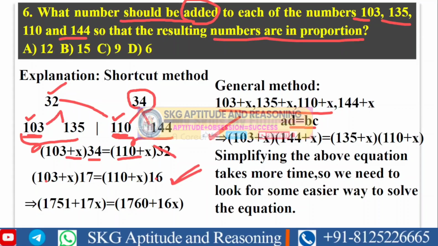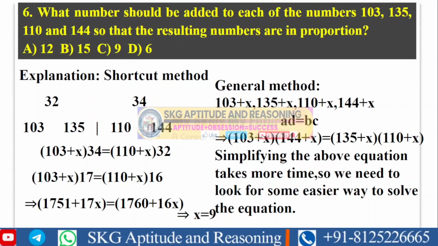17 into 103 will be equal to 1751 plus 17x. Next, 16 into 110 will be equal to 1760 plus 16x. This 16x will come to this side and this 1751 will come to this side. If we do so, we'll get the answer as how much? x will be equal to 9.